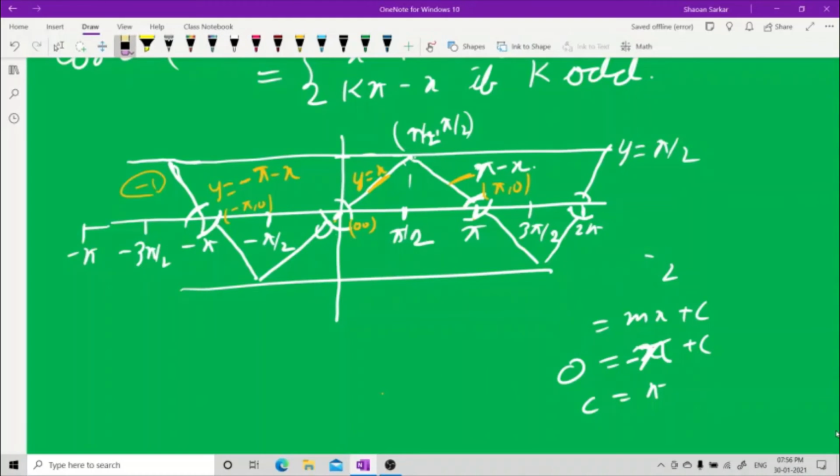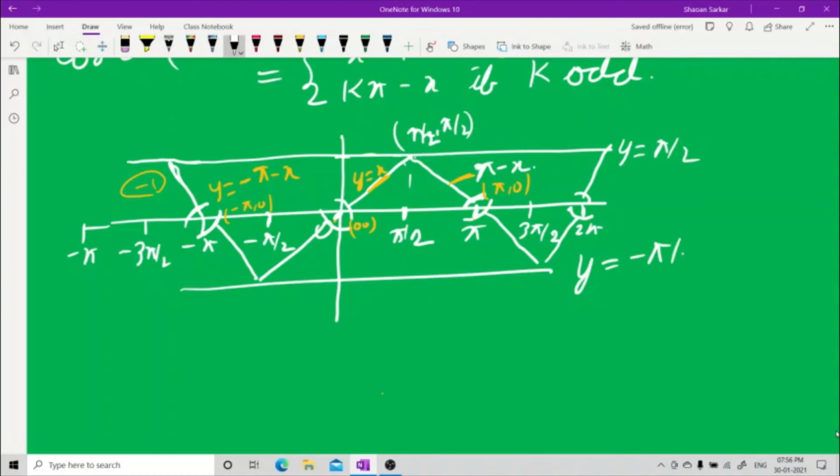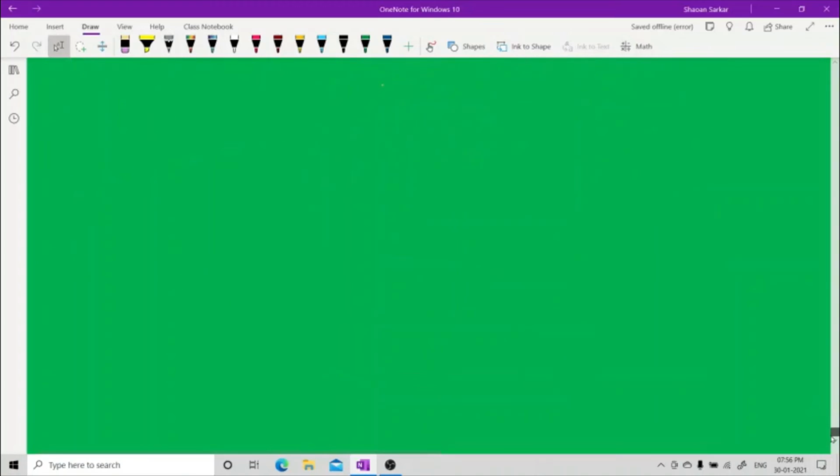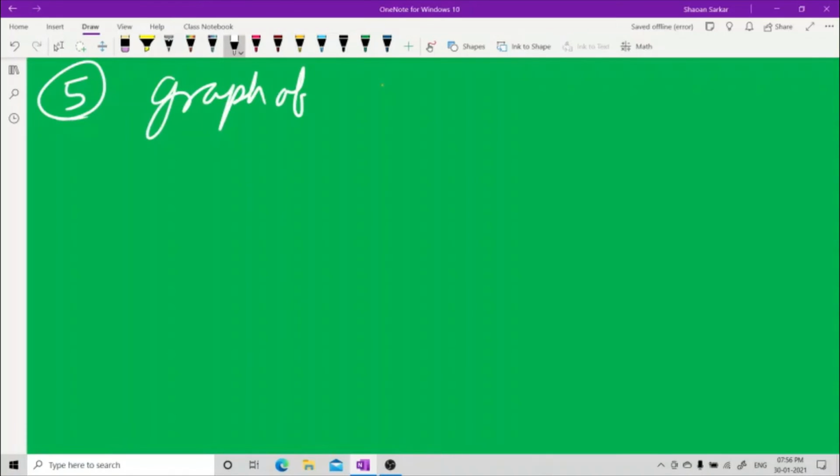Similarly, exactly this. Sorry, I made a mistake. Wait a minute. Let me rewrite this. Y equal to minus pi by 2. Now for sec inverse sec x. We're going to do sec inverse sec x. This is third, fourth, fifth. Okay. Fifth: graph of sec inverse sec x.